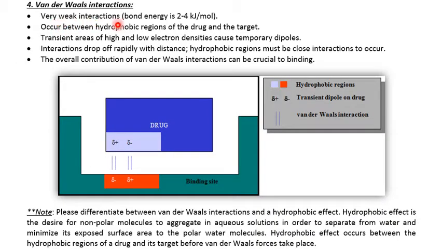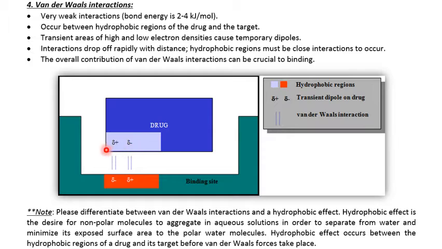The fourth type of intermolecular bonds is the van der Waals interactions, which is the weakest among the bonds we discussed so far. It has a bond energy of 2 to 4 kilojoules per mole. Van der Waals interactions occur between hydrophobic regions of the drug and hydrophobic regions of the binding site of the receptor.